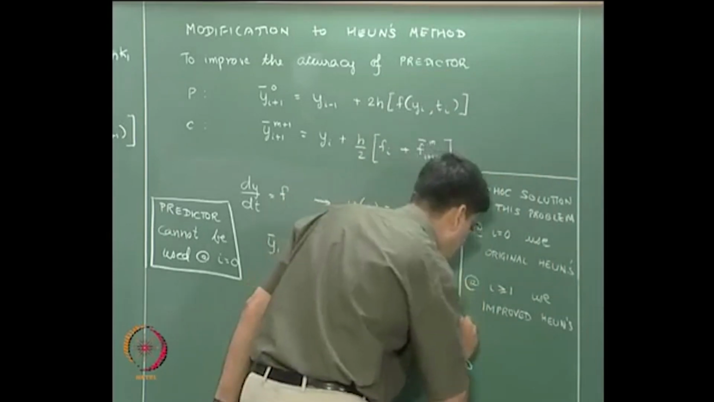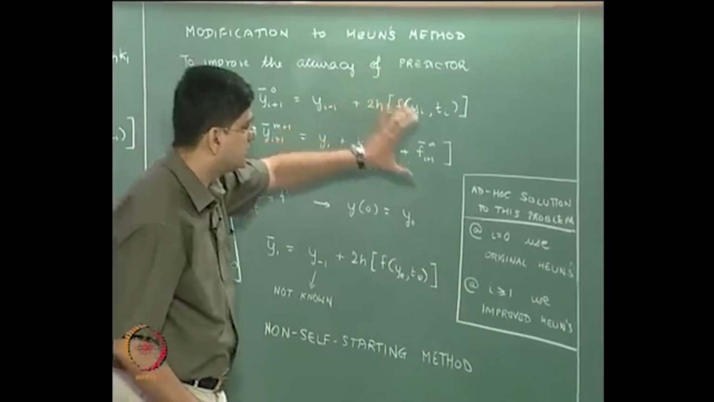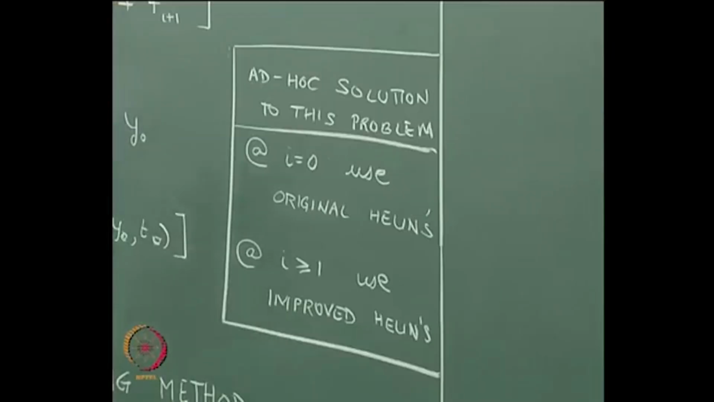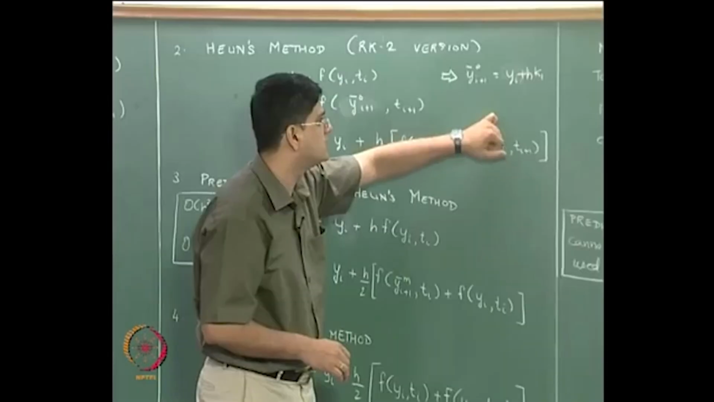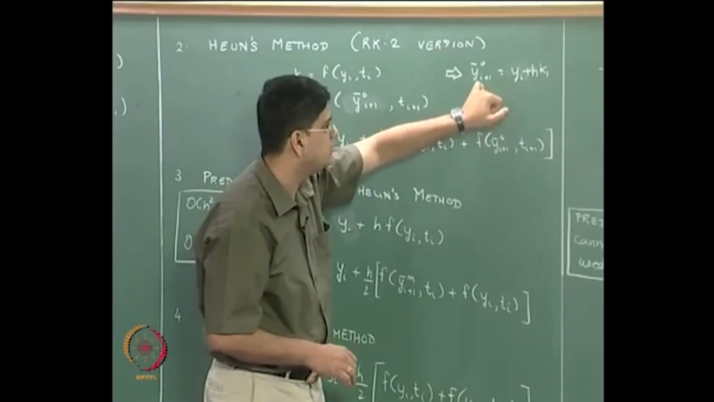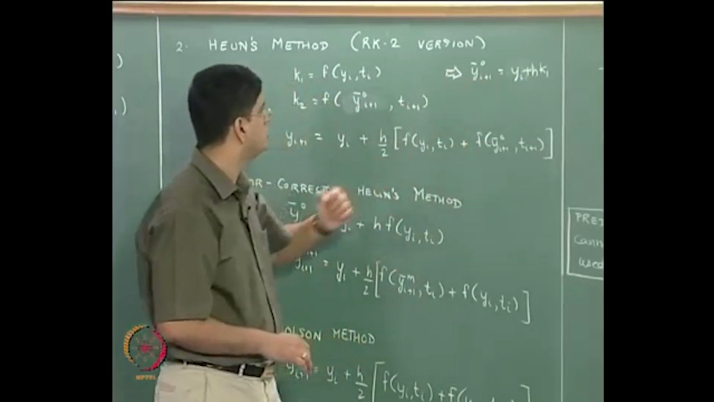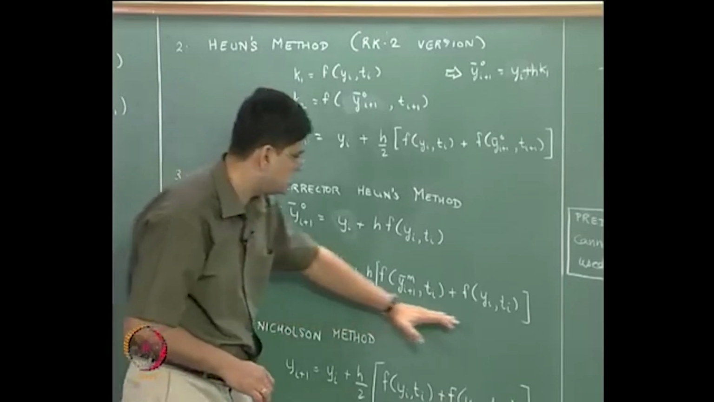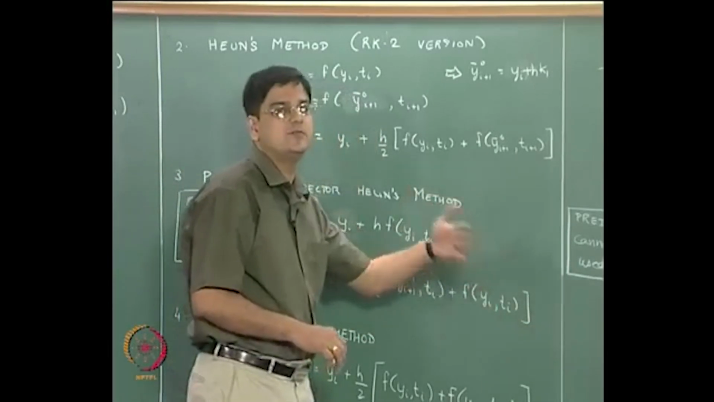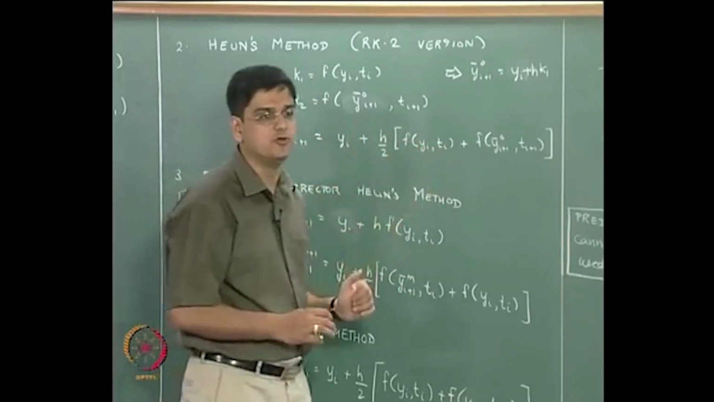Okay. So the way to handle this problem is at i equal to 0 we will use the original Yuen's method, which means the predictor will be of the form yi plus 1 bar equal to yi plus h times k1. So in other words, y1 bar 0 equal to y0 plus h times k1. That is what we use for the predictor. We will use this equation for the corrector. Keep in mind that the corrector equation has not changed from Yuen's method to the improved Yuen's method.